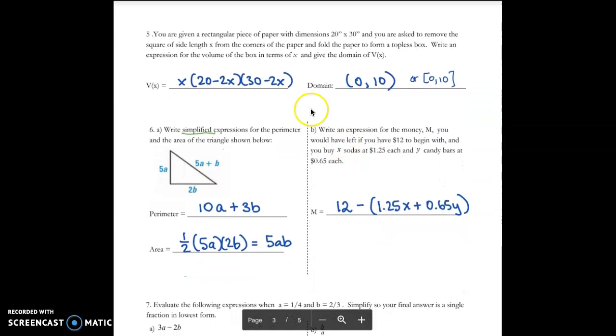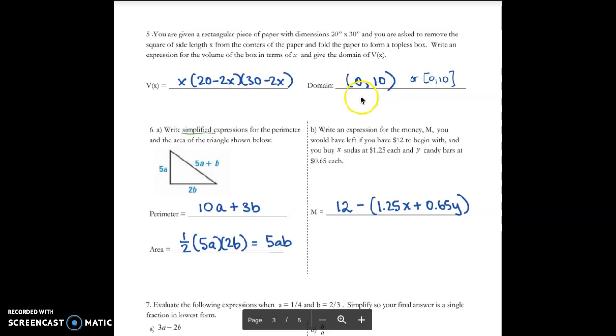Number 5 is assessing your understanding of the box problem. So if the paper has the dimensions of 20 by 30, you cut 1 square of side length x out of both corners, reducing the width by 2x and reducing the length by 2x. So the volume, which is height times width times length, is just x times quantity 20 minus 2x times quantity 30 minus 2x.